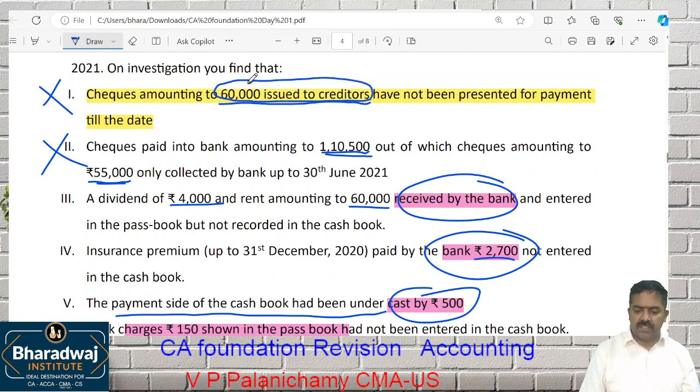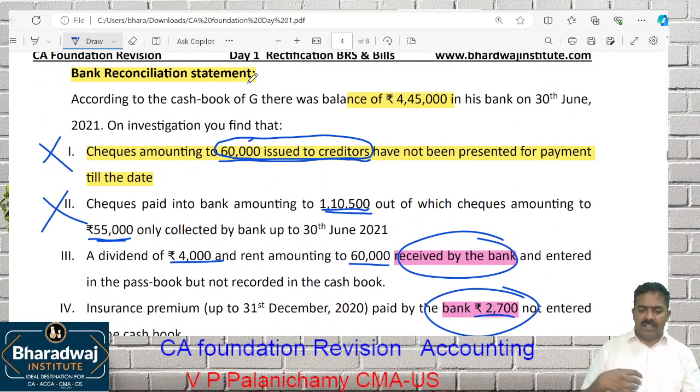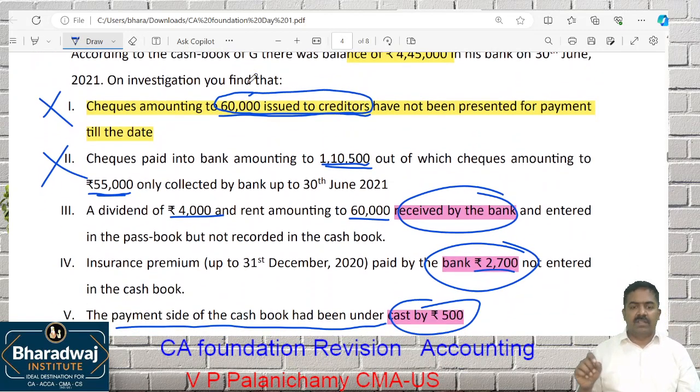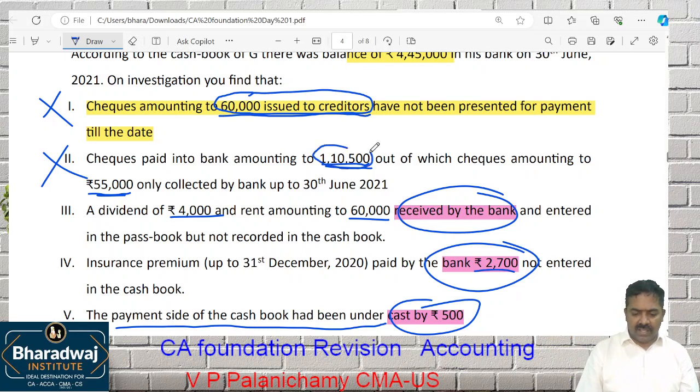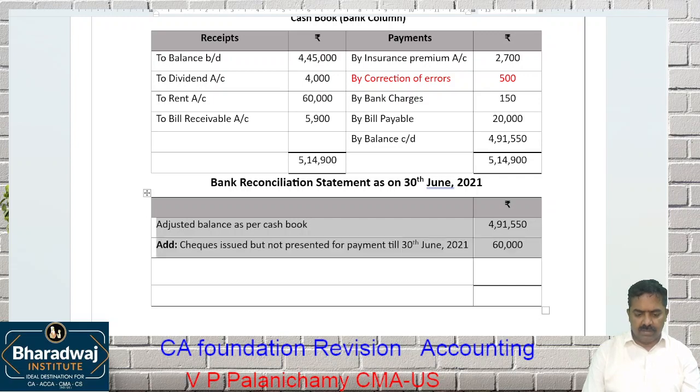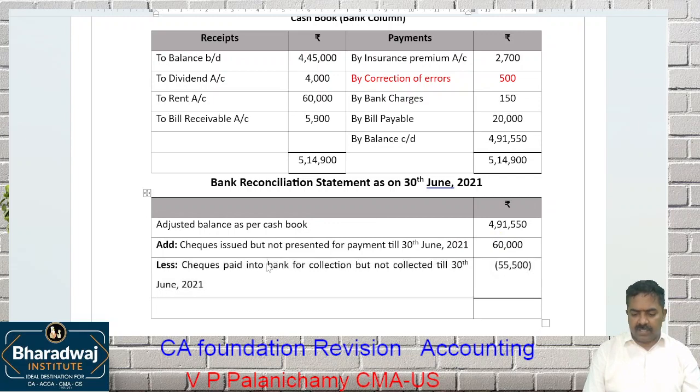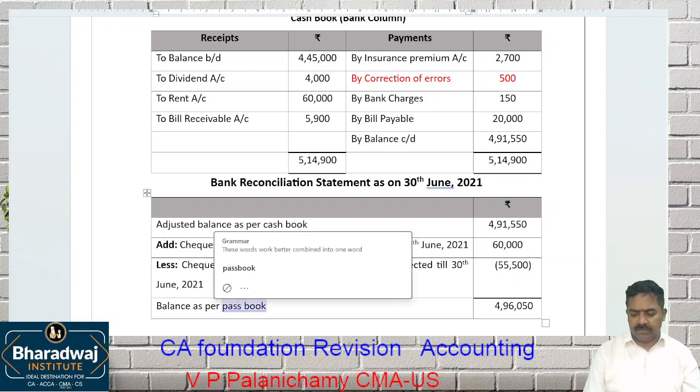We have issued checks. While issuing the check, what would we have done? In the balance as per cash book, we would have deducted, subtracted. But has the banker subtracted? No. What to do? Add back. Then this 1,10,500, they collected only 55,000, which means we have added more. So checks issued but not presented for payment, checks deposited but not collected. You will get balance as per passbook.